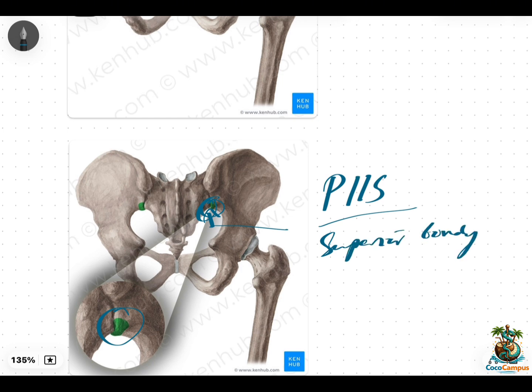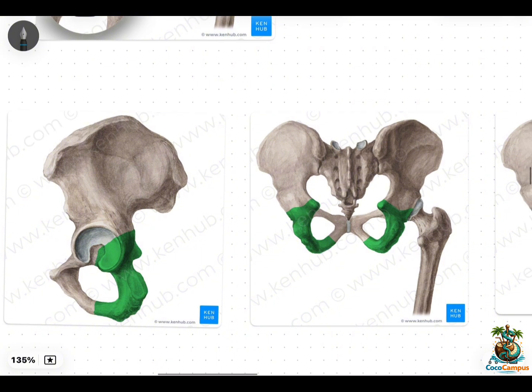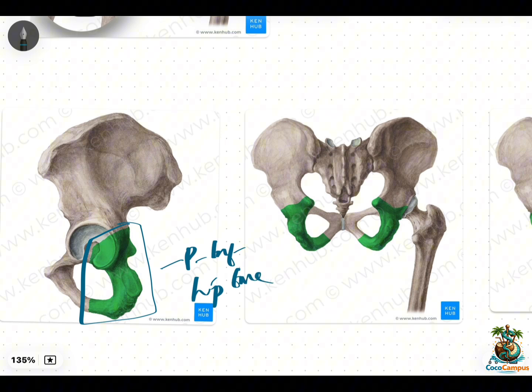Moving on, let's go towards the ischium. It is the posterior-inferior part of the hip bone. Think of it like this. Ischium is for sitting, basically where you sit.